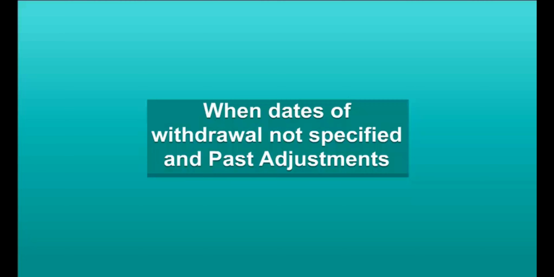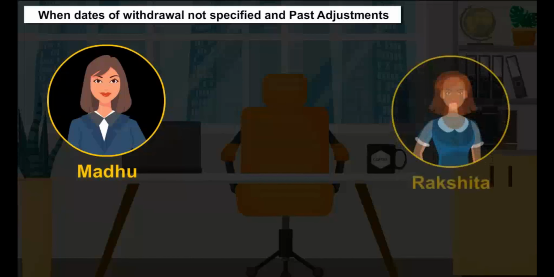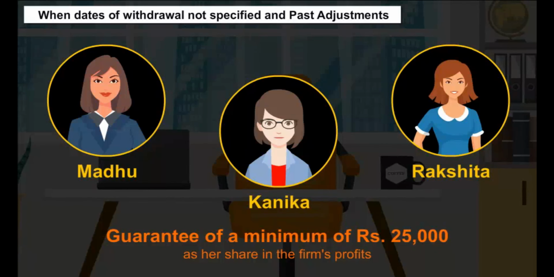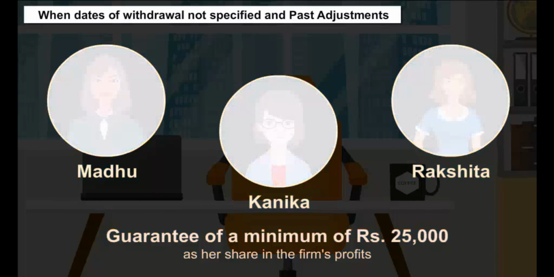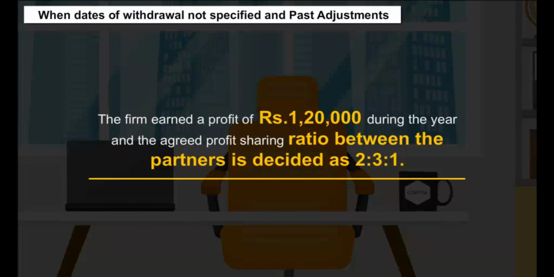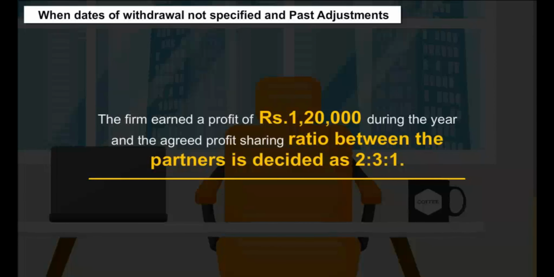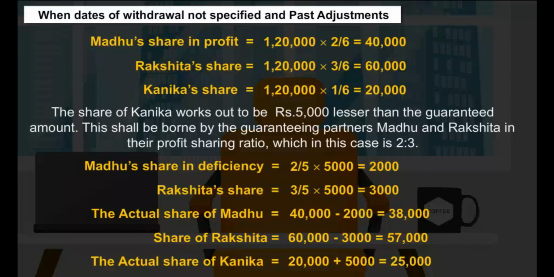When dates of withdrawal not specified and past adjustments. Let us understand guarantee of profit with an example. Madhu and Rakshita, who are partners in a firm, decide to admit Kanika into their firm, giving her the guarantee of a minimum of rupees 25,000 as a share in the firm's profits. The firm earned a profit of rupees 1,20,000 during the year, and the agreed profit sharing ratio between the partners is decided as 2:3:1. Let us understand how this would be distributed between them.